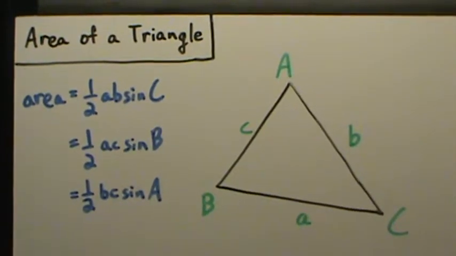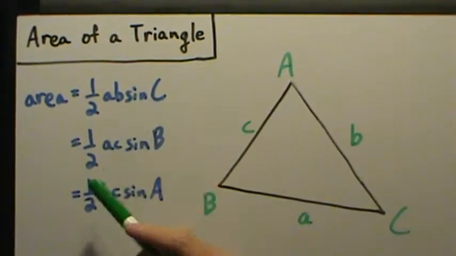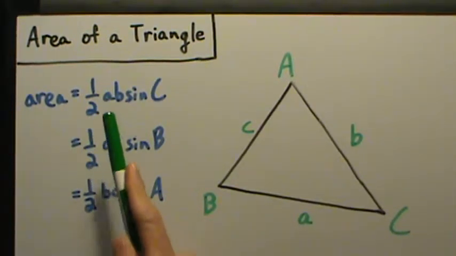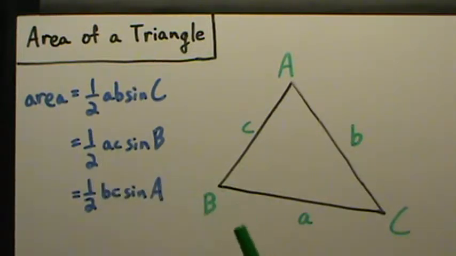Okay, so in this video we're going to explain where these formulas for the area of a triangle come from. They work for any type of triangle: acute triangles, right triangles, and obtuse triangles. What you need are two sides of the triangle and the angle in between them.